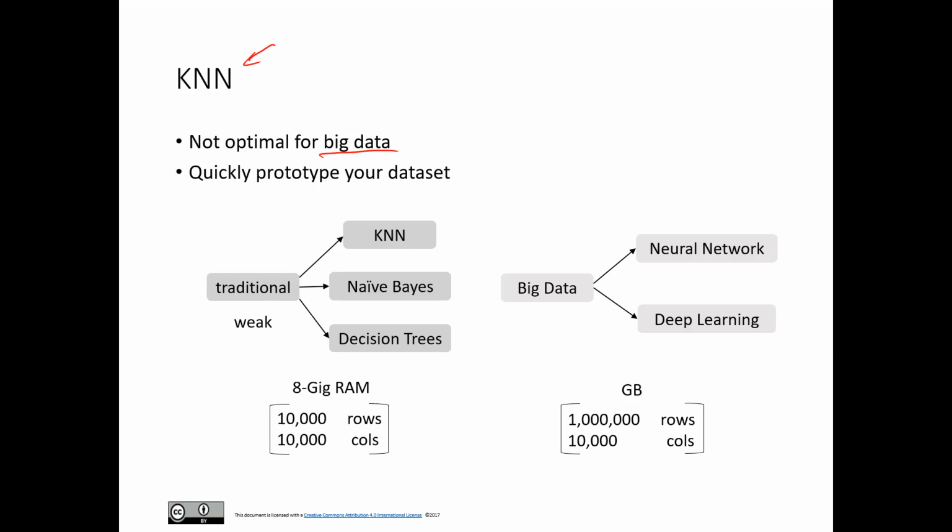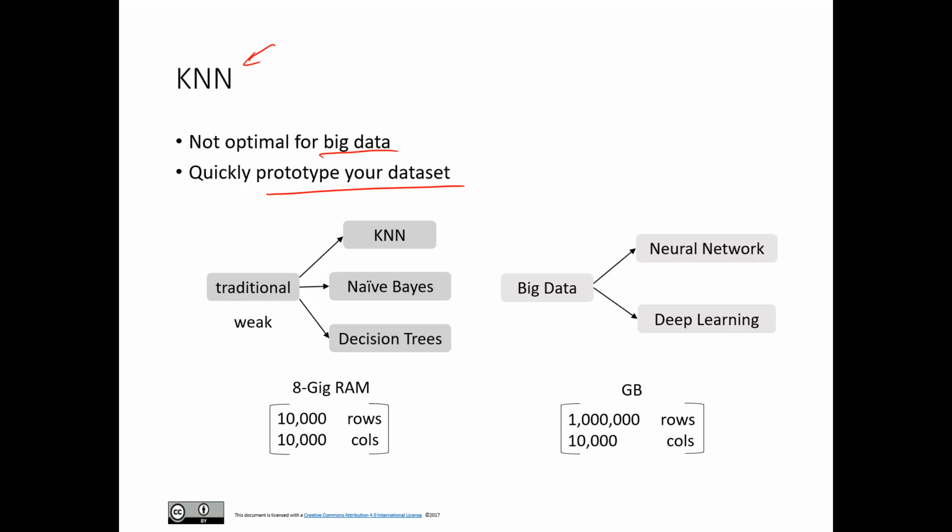But the problem is this is one of those algorithms where you don't train your model on the data and then create a model of it. Here, the model is the entire data set. So you usually end up looking at all the data. But it's great for quickly prototyping your data set, and KNN can actually do really well.